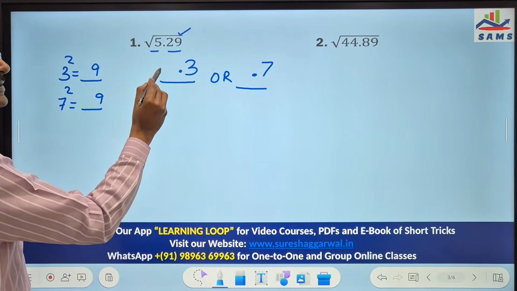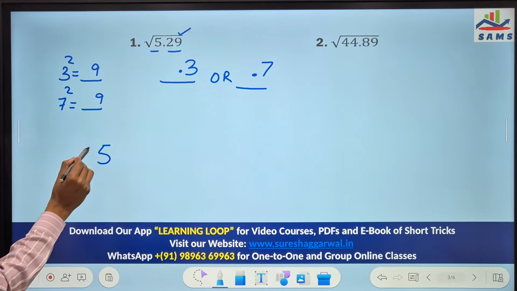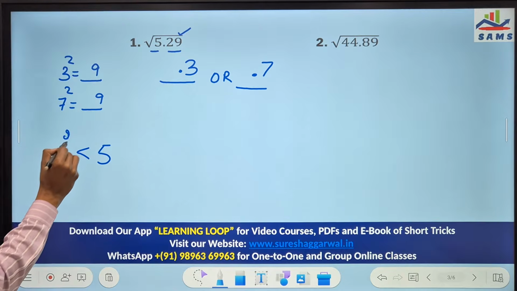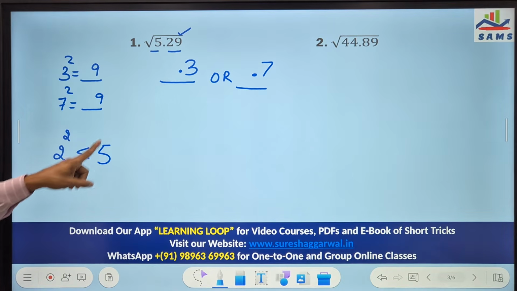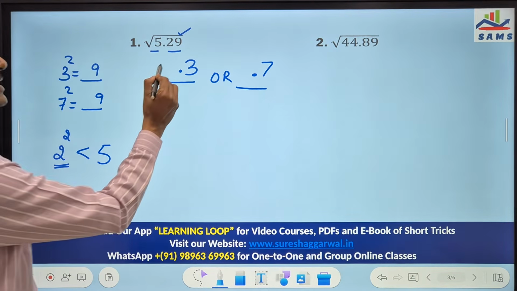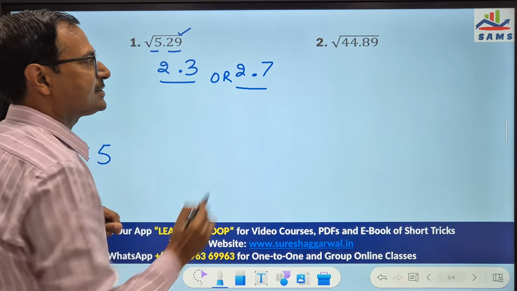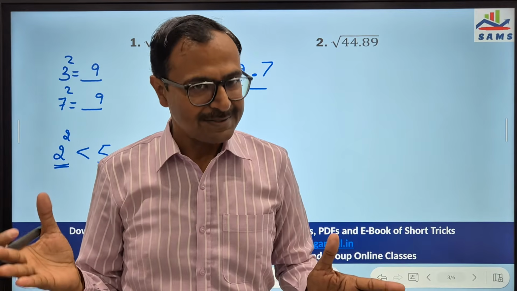Now what is the first digit? 5, the number before the decimal, is greater than 2 square. So I need a number whose square is very close to this number but less than it. So 2 square is 4, which is less than 5. So this 2 forms the remaining part of my answer. So either my answer is 2.3 or it is 2.7.